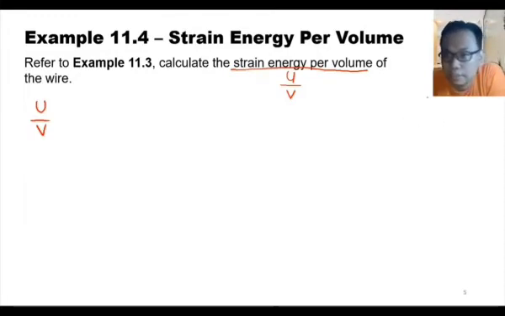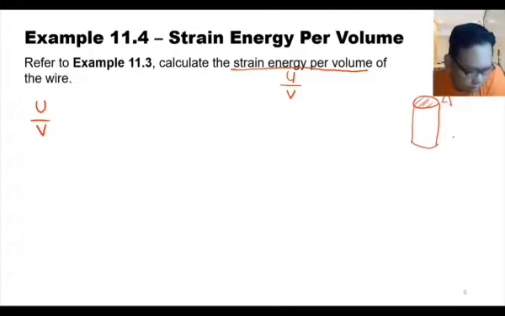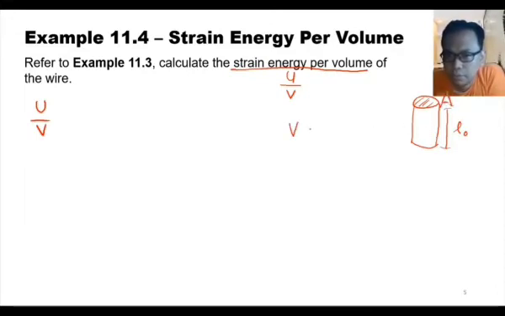So we draw the wire. This is the cross-sectional area A, and this is the length of the wire. So this is the original length, and this is the L0. So how are we going to find the volume here? So the volume is equal to cross-sectional area times the original length. Are we given the cross-sectional area?